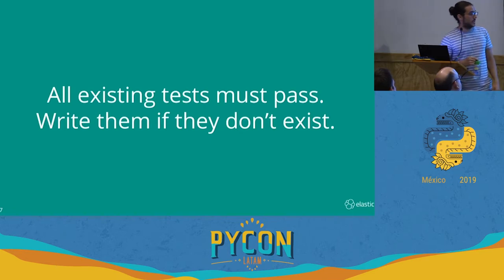All existing tests must pass. Again, like I said, some of the things sound obvious, but if you put them in the process, it makes more sense. And if there are no tests, you should write them, of course. You don't want to start modifying the code unless you have a source of truth. If you don't have a source of truth, don't touch the code yet. Build your guarantees first. Build your source of truth.